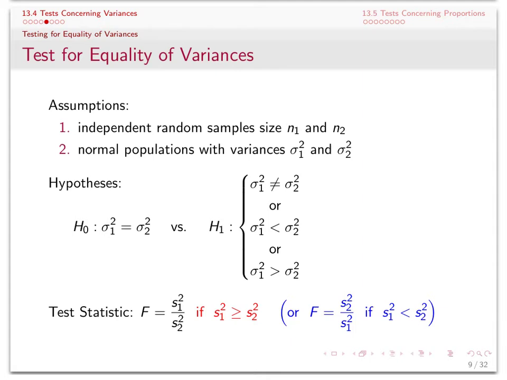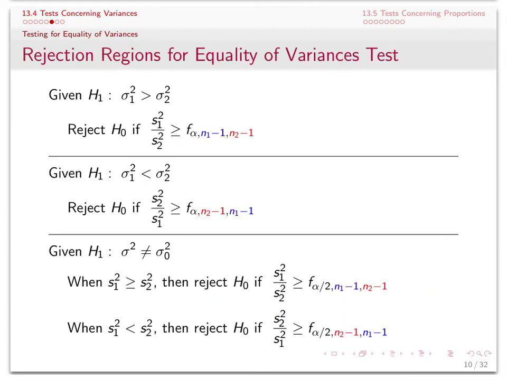And so because we have to consider that situation, there are some interesting things to consider when we're looking at rejection regions. In particular, if we're looking at what we would typically consider to be our right-tailed alternative hypothesis, then in this case, we're going to reject the null hypothesis if our test statistic, S1 squared over S2 squared, is greater than the F critical value with an area of alpha in the right tail with n1 minus 1 numerator degrees of freedom and n2 minus 1 denominator degrees of freedom.